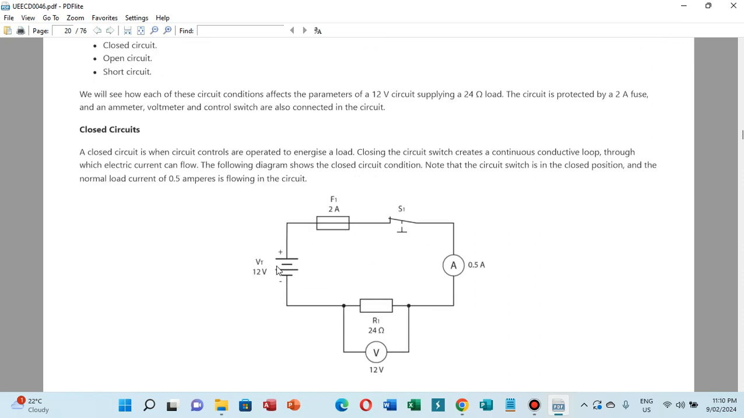So you can see there is a battery, and the electrical current flows to the resistor, going to the switch and the ammeter and then to the load. So there will be a complete circuit.